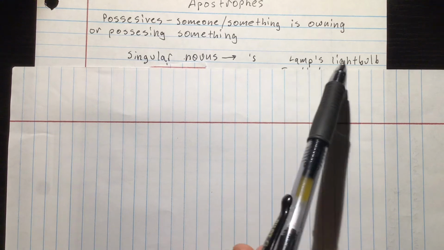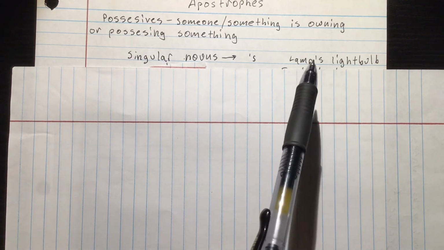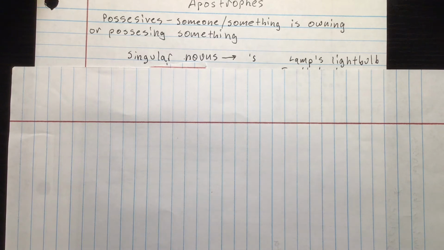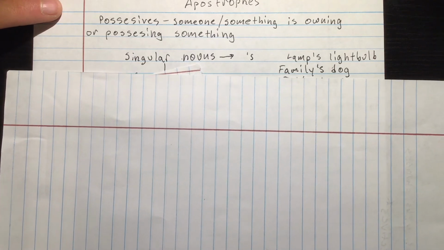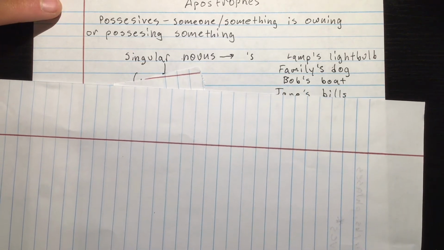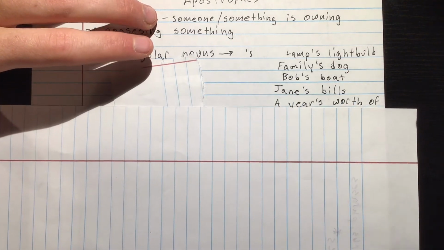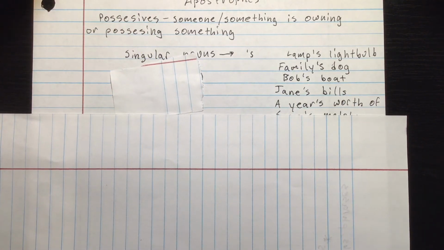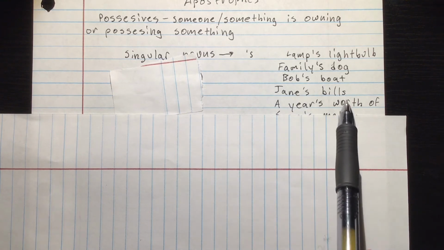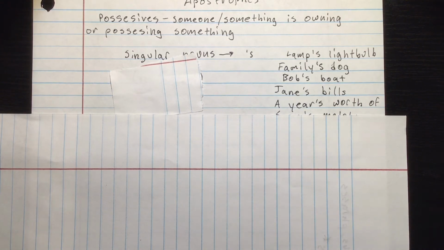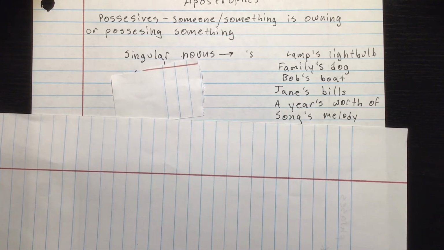So if the lamp owns a light bulb, it is the lamp's light bulb. Similarly, if a family owns a dog, it is the family's dog. Bob's boat. If Jane owns some bills, they're Jane's bills. This is something you see less often: if you have a week's worth or a year's worth of something, that's always going to be apostrophe S. You can think about it as the year owning the worth. If you make a certain amount of money in a year, it would be a year's worth of money. So the year would kind of own the money, I guess. But that's always going to be apostrophe S, and then a song's melody.